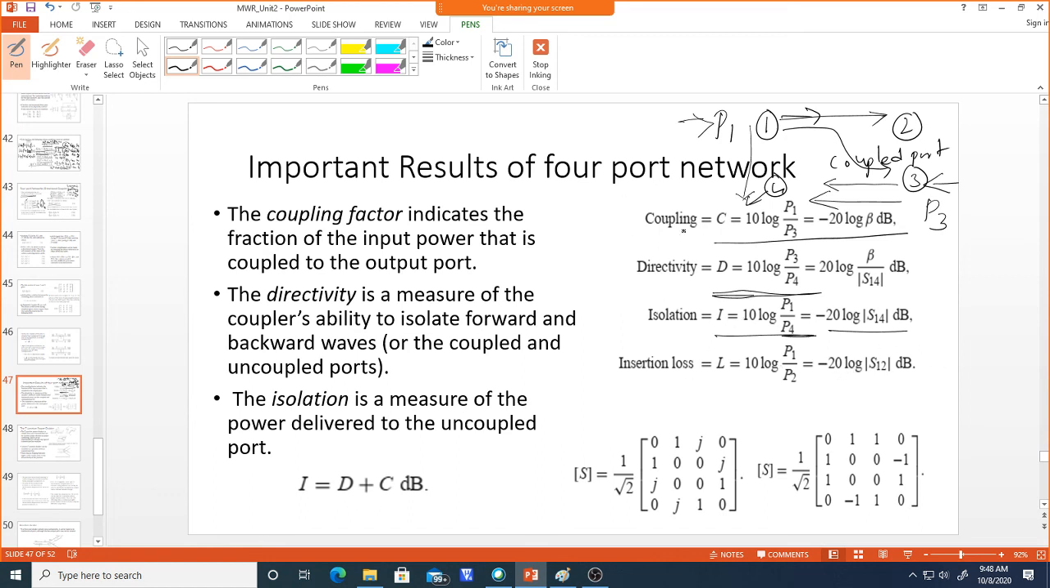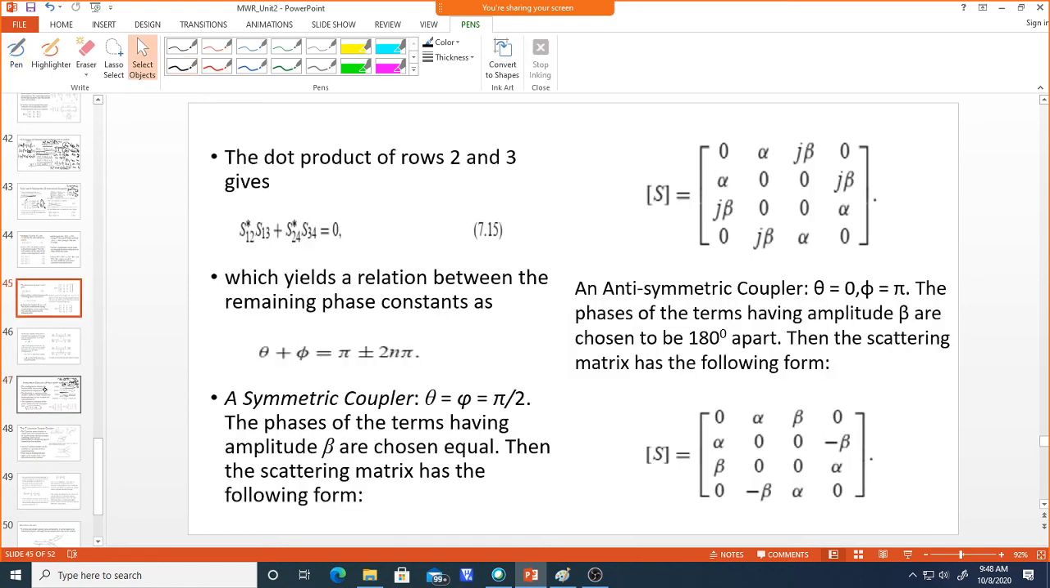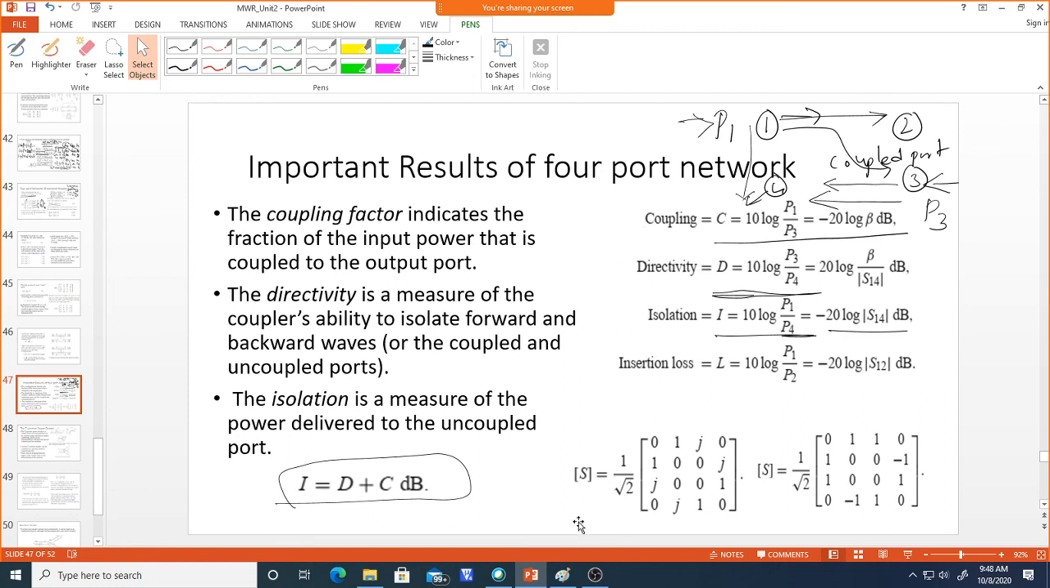Now by these equations we can consider isolation to be nothing but the addition of directivity and coupling factor, that will give the isolation. And this is the S matrix for the directional coupler in terms of power. So this is the general S matrix. If you consider it as power feeding, this will be the S matrix for the directional coupler. This is a symmetric coupler and this is an anti-symmetric coupler. So these are the results of the 3-port and 4-port network.